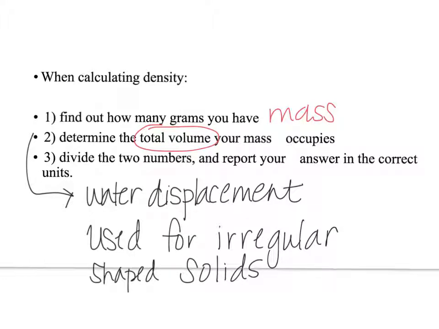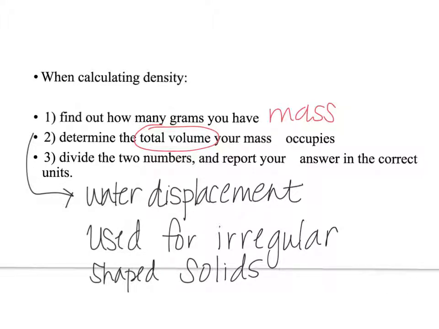We are actually going to be doing this when we do our density lab. We're going to do density of several different metals, and they're going to have a little hook and a string, and we're going to lower that in there, and we're going to see how much the water level rose when we added that object, and the amount that it rose will be the volume of our object.